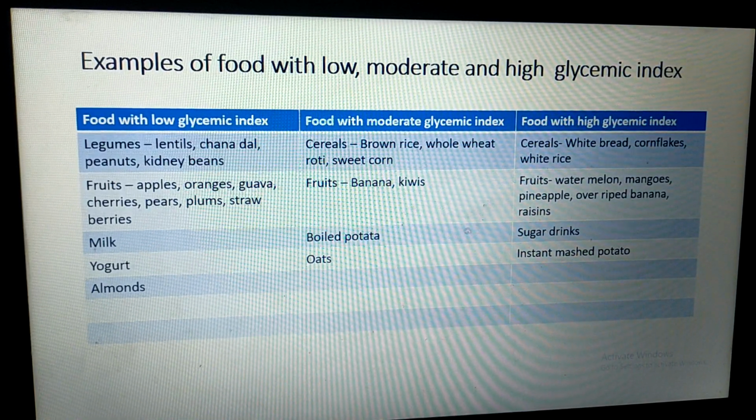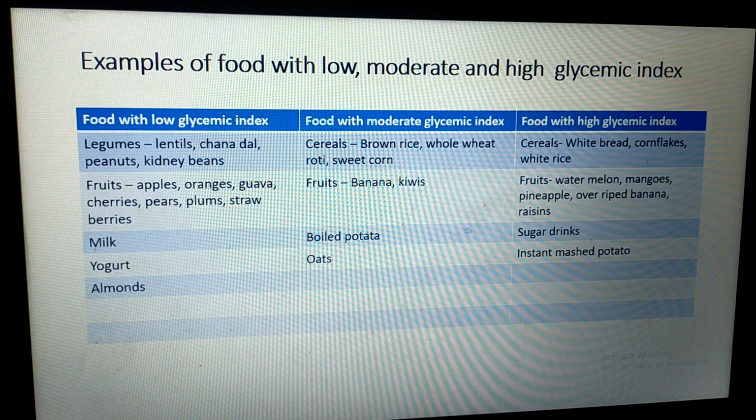So these are some examples of foods with low and high glycemic index. Legumes have low glycemic index, whereas cereals have moderate glycemic index. Some cereals like white bread, cornflakes and white rice have high glycemic index. Cereals like brown rice, whole wheat, roti and sweet corn have moderate. Fruits like apple, orange, guava, cherries, pear, plum and strawberries have low glycemic index. Banana, ripe banana and kiwis have moderate glycemic index. But fruits like watermelon, mangoes, pineapple, overripe banana and raisins have high glycemic index.